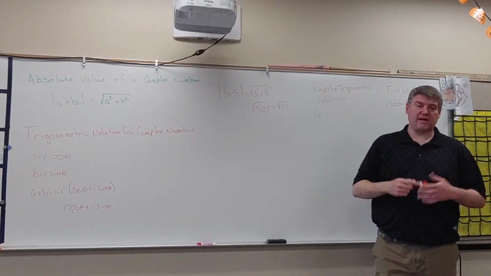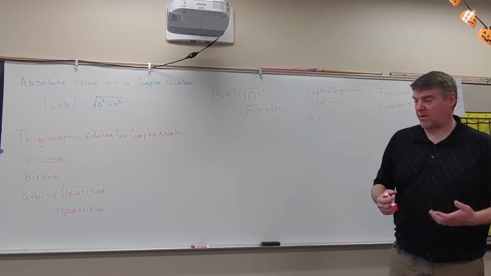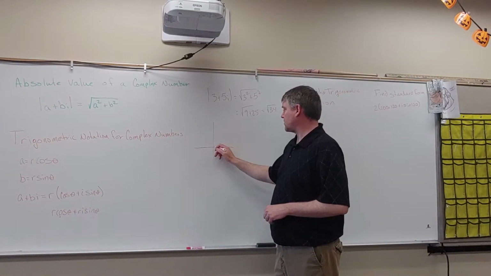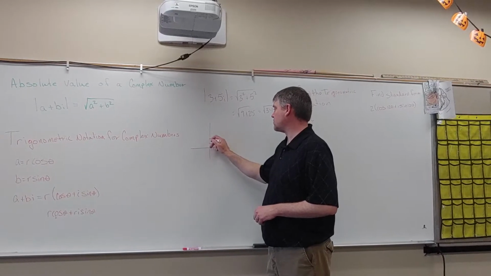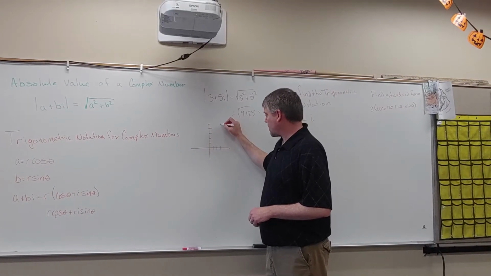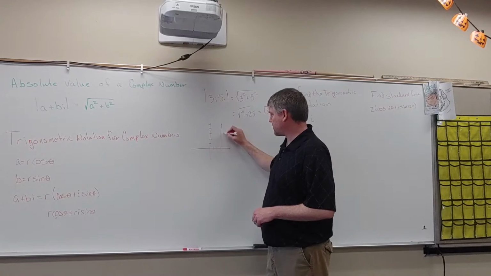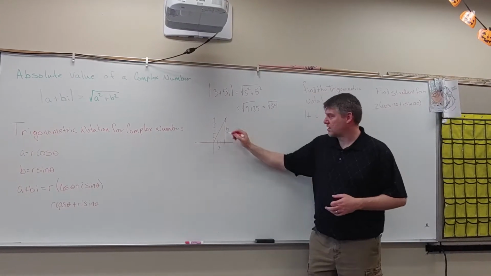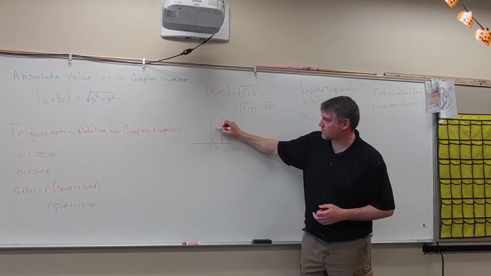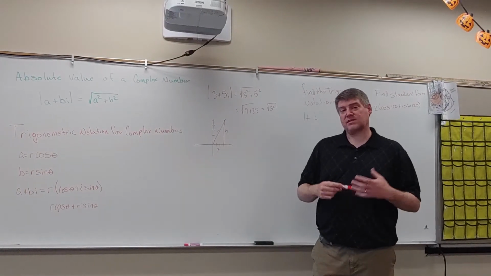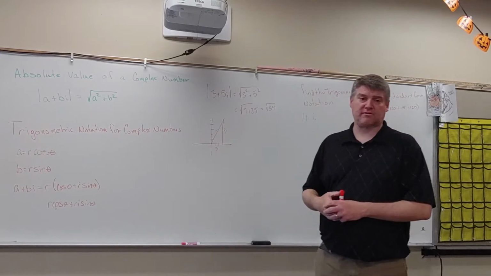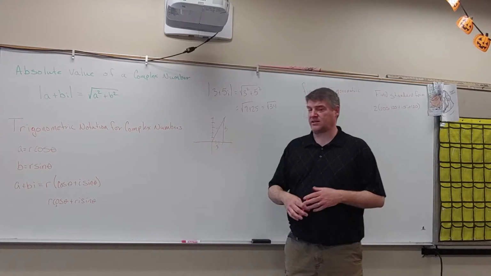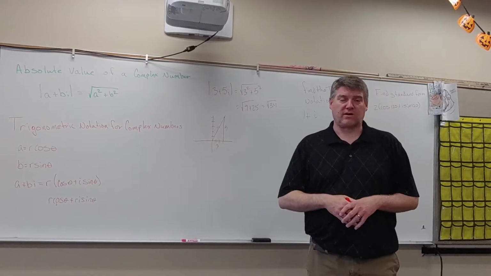So what we're really finding here is the hypotenuse of that piece. If I was to graph this, here's our item. So this is 5, this is 3, and I'm really using Pythagorean's theorem to find that this is the square root of 34. So that's the absolute value. You're going to need to know the absolute value because we're going to find the trig notation for complex numbers.